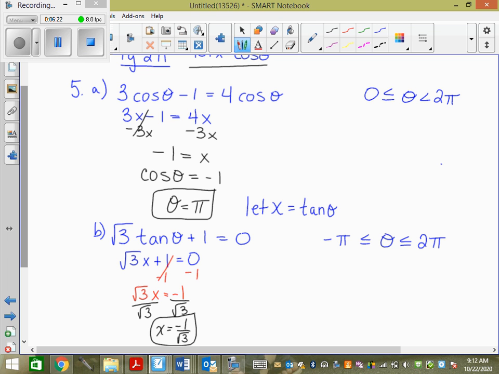The problem with this is people will box it and say they're done. This is the problem with replacing tan theta with x, because you're so used to getting x equals answers, you box it like that, and you're like, good, I'm done. You're not done. X wasn't even part of this question. You made it part of this question. So you should not box that. It should be now tan theta equals -1 over root 3.